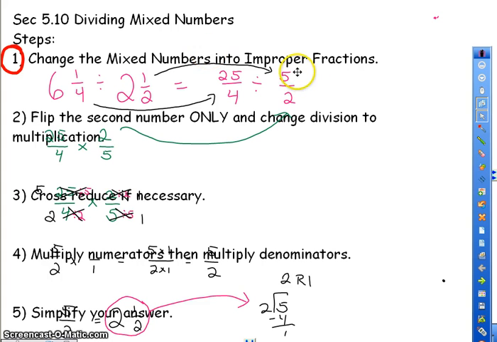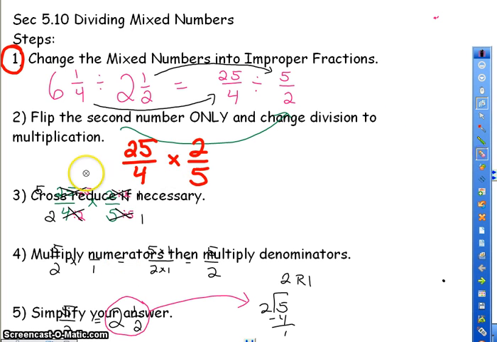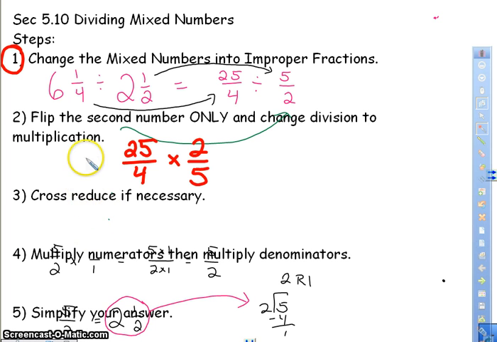So you change them to improper fractions, and then the second thing you're going to do is flip them. It got a little messed up here, so I'm going to rewrite it. You're going to flip the second number just like before. So it's going to be 25/4 and 2/5. I'm going to flip it over and change it to multiplication. Okay, so same process, the same thing we've been doing before, when it was just normal fractions: the first one stays the same, the second one changes to its reciprocal, and division changes to multiplication.